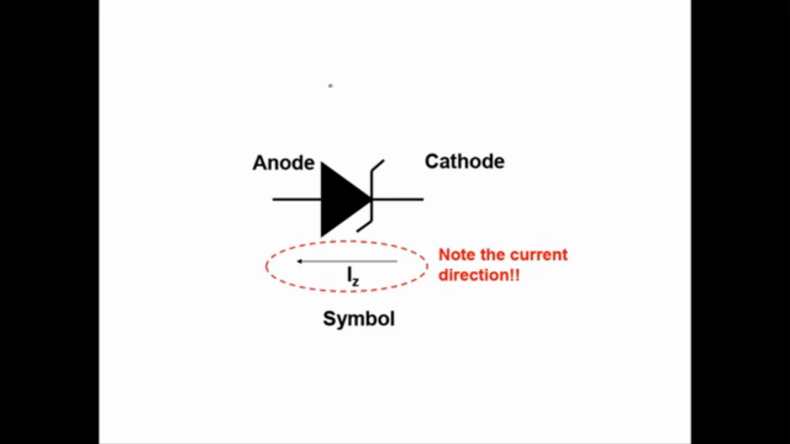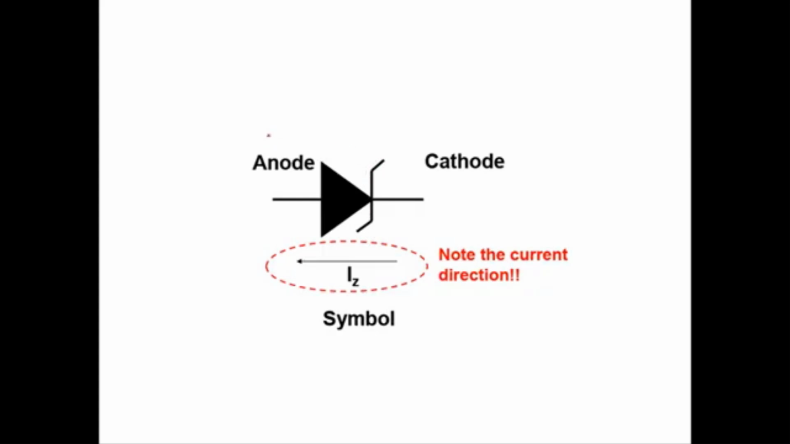This is the symbol of the Zener diode. It has a symbol quite similar to the normal diode, except at the cathode. At the cathode of the Zener diode, it has the shape of the alphabet Z, referring to the Zener.